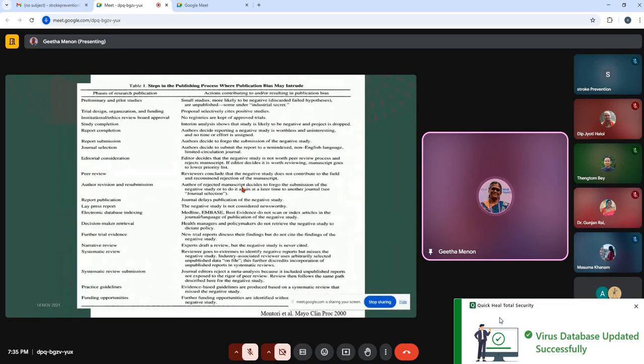At the study completion phase, there is a possibility of publication bias because interim analysis has shown that the study is negative, and therefore we need not do the study completely. So there are various stages.